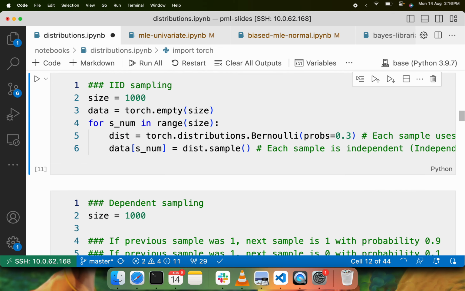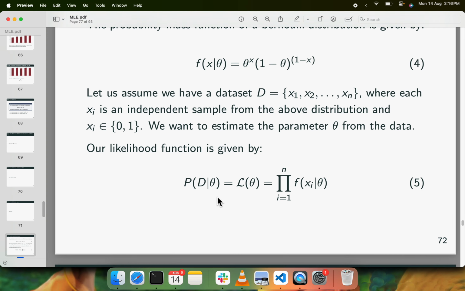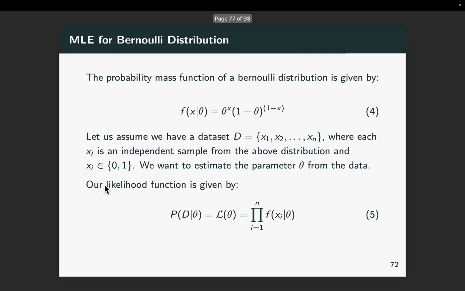Now we go back to the slides and we are going to try and estimate this parameter theta, which is the probability of heads.